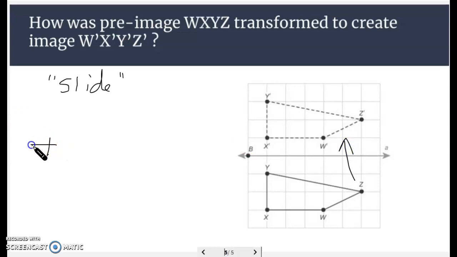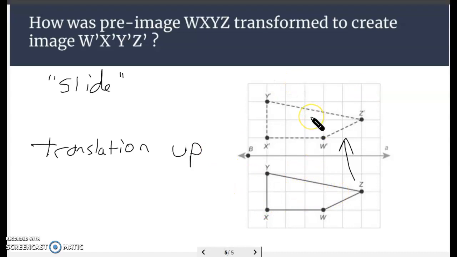So this is how we would say it. We would say it was a translation in an upward direction. Translation up. And you can translate any direction, up, down, left, right, but in this case we started down here and we translated up to here.